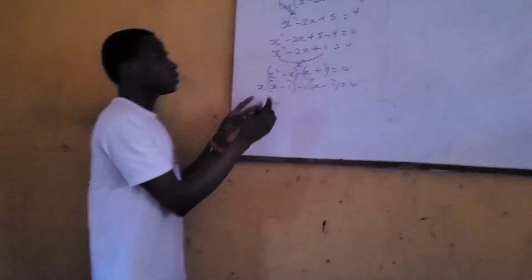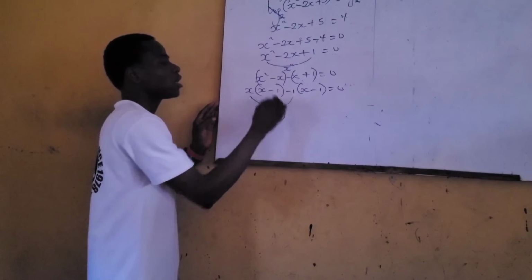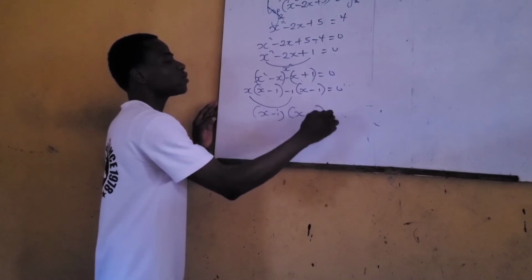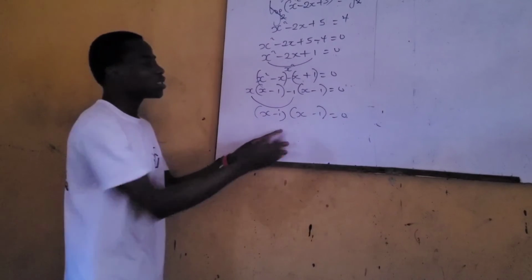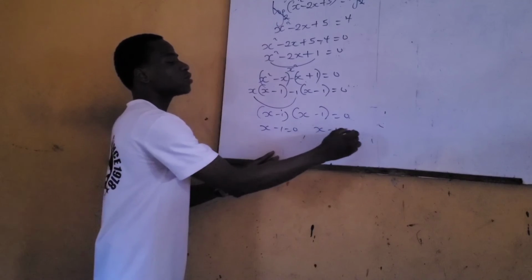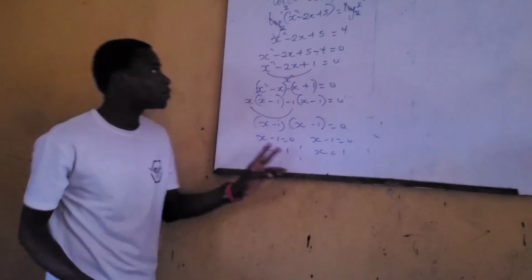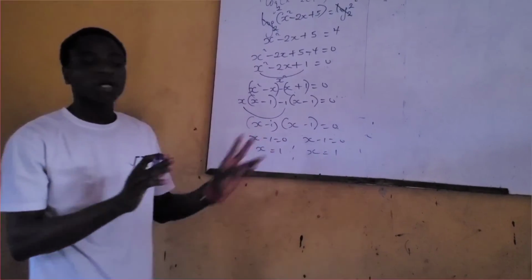So at this point, since I've factorized, I'll pick x minus 1 equals 0. I can share the 0 and say x minus 1 equals 0 and x minus 1 equals 0. So x equals 1. x equals 1. So x can be 1 and 1. I get two answers.